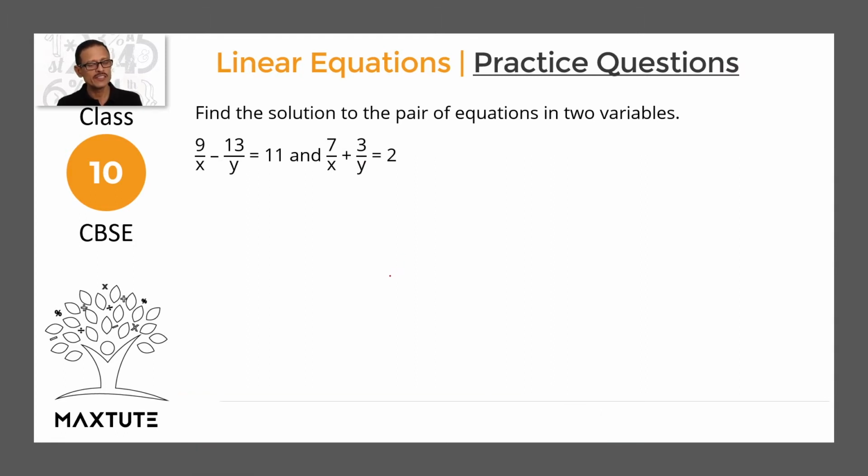On the face of it, these two equations do not look like our usual linear equations. Our usual linear equations, a pair of linear equations in two variables, will be something akin to this: 3x plus 4y is equal to 7, 7x plus 9y is equal to 15, something like this. Whereas we have it here as 9 by x minus 13 by y.